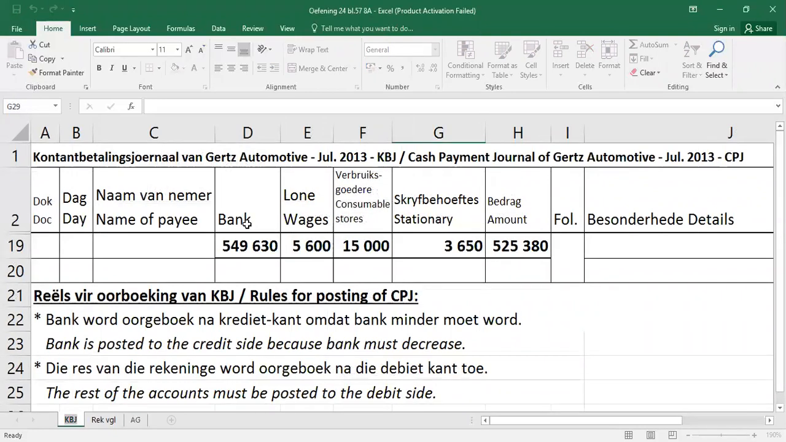Okay. So there's the totals already. Okay, so we're going to start with the totals and post them one by one. And after we've posted the totals, we must have a look in sundry if there's more accounts to be posted.